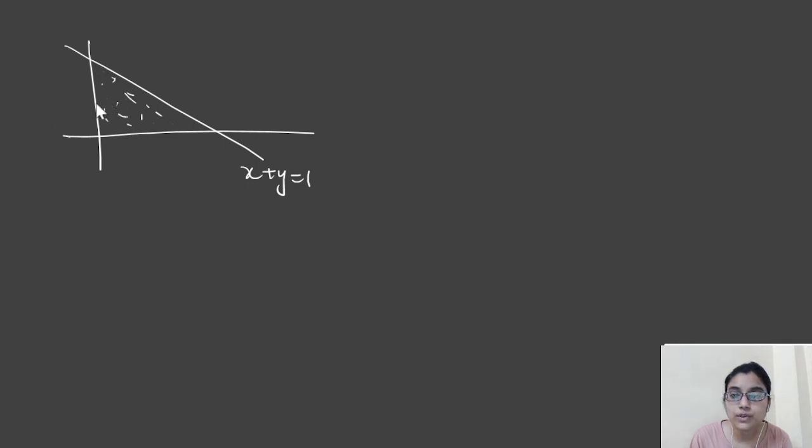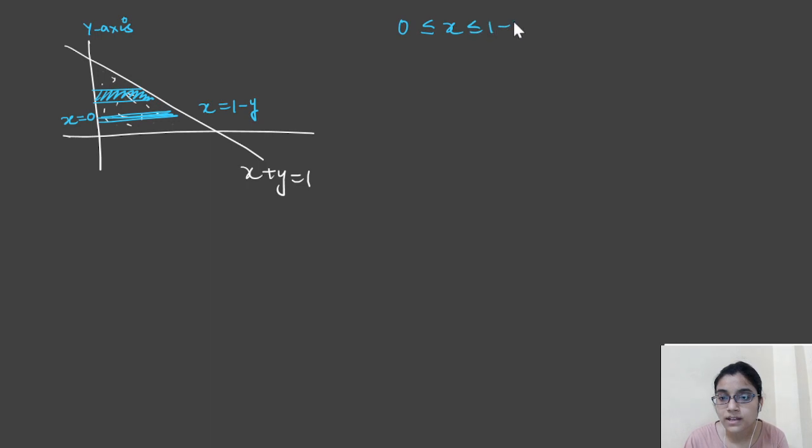You want to find the limit of x in terms of y, so you draw a strip which is parallel to the x-axis, anywhere you like. The strip starts from x equal to 0, because this is the y-axis, so the equation of the y-axis is x equal to 0. And it ends at x plus y equal to 1, meaning x equal to 1 minus y. So you got the limit of x: 0 to 1 minus y.